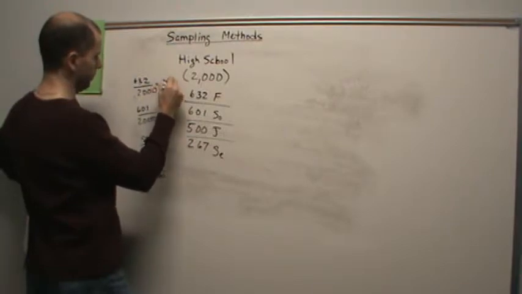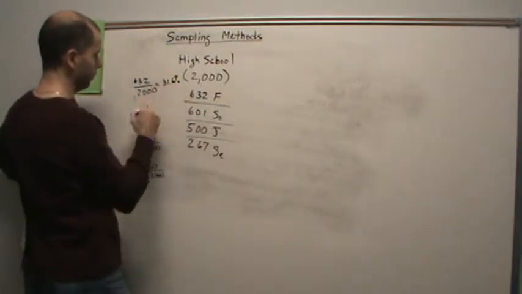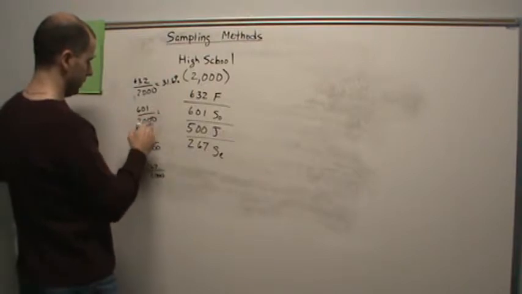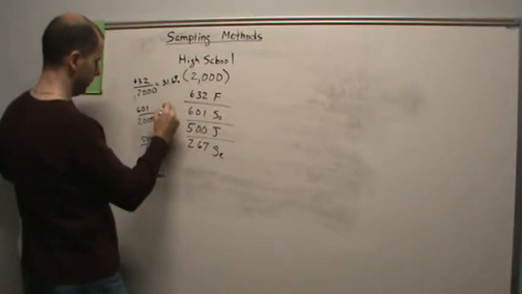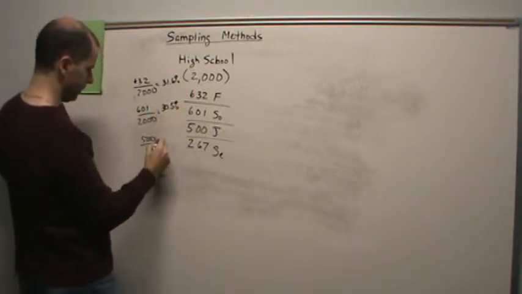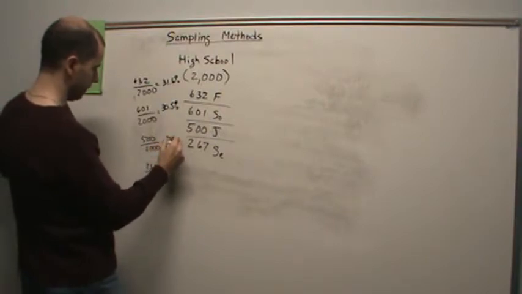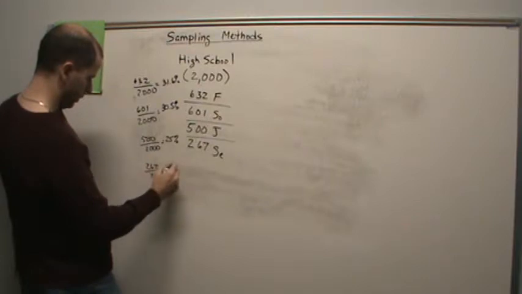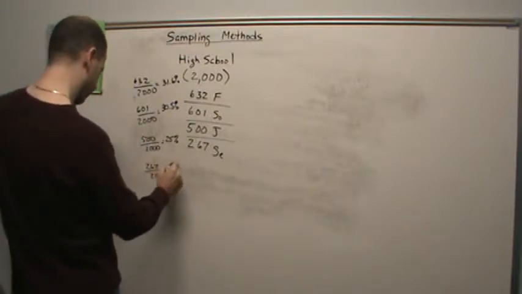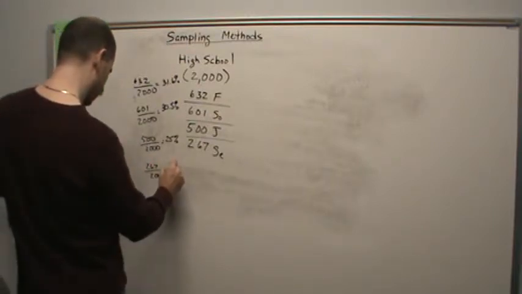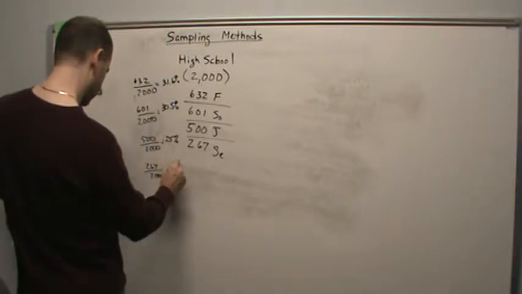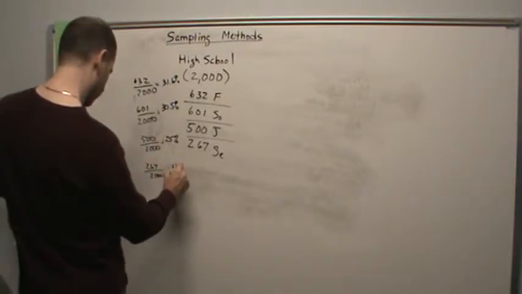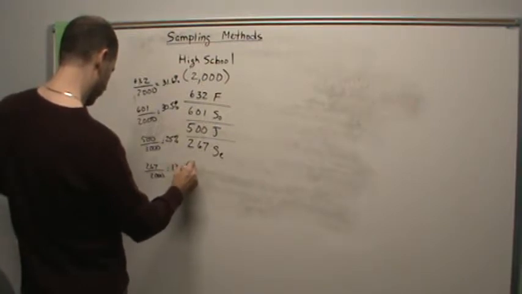So this is going to be 31.6%. This is going to be 30.5%. This is going to be 25%. And this is going to be 13.35%.